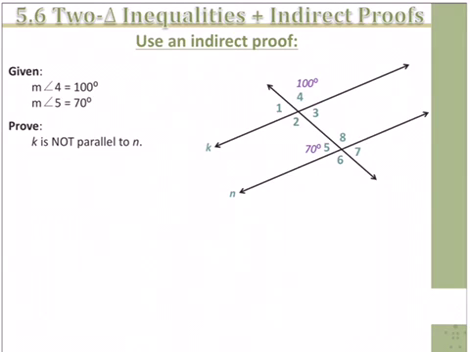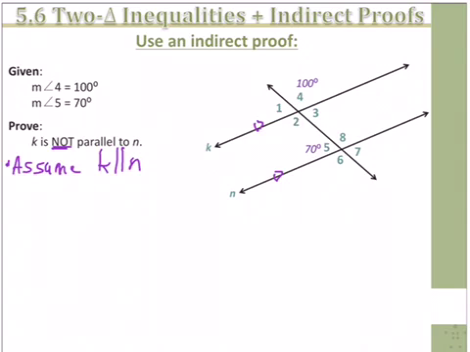Like here, look, we're trying to prove that k is not parallel to n. So what we're going to do in this case, where I'm telling you to use an indirect proof, is we're going to assume the opposite and add it to our list of givens. So assume this. Assume k is parallel to n. If k is parallel to n, then this should lead to some weird conclusions that are going to contradict something else we know to be true.